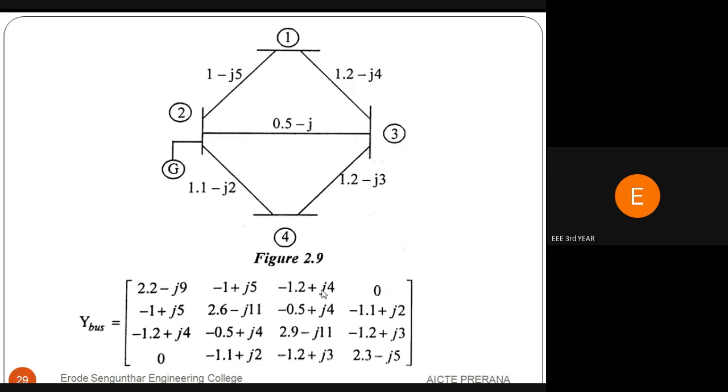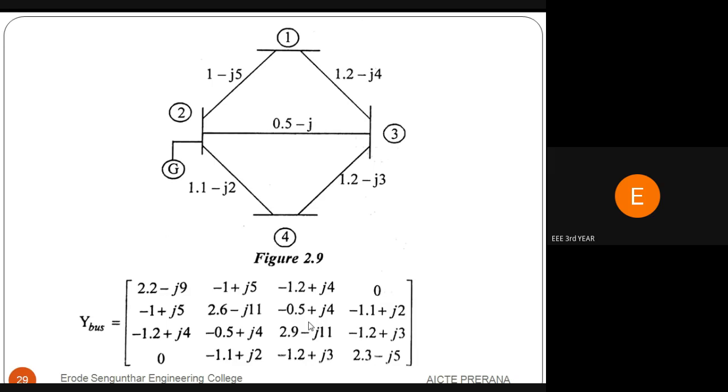The next term is Y13, which you can write as minus 1.23 minus j4. It's a common term that is written here. And the final thing is Y14. There is no connection between bus 1 and bus 4, so we consider it as 0. By this we have to fill this matrix. I explained the first row. With the help of the first row, you have to fill the remaining rows. I don't want to waste time here; I hope you know this.